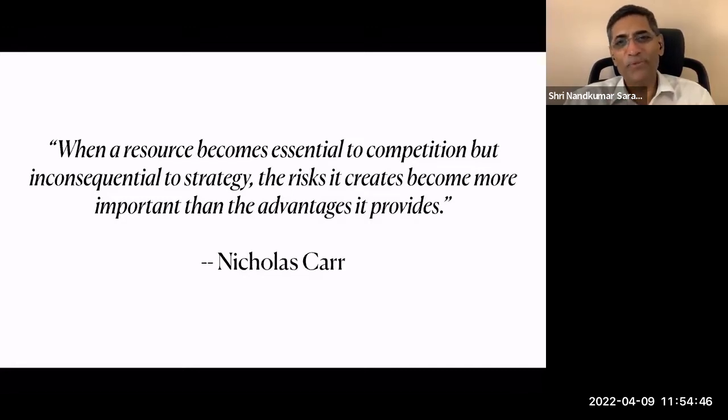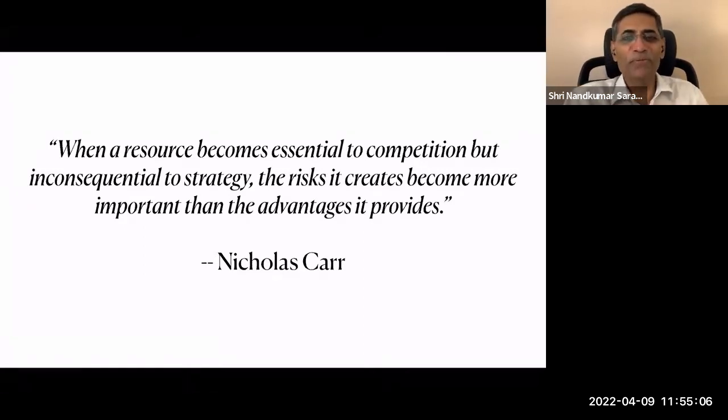But what the paper goes on to say, and I keep agreeing with this proposition even now, maybe I am biased because I'm a security person, but what it says is when a resource becomes essential to competition, but inconsequential to strategy, the risk it creates becomes more important than the advantage it provides.